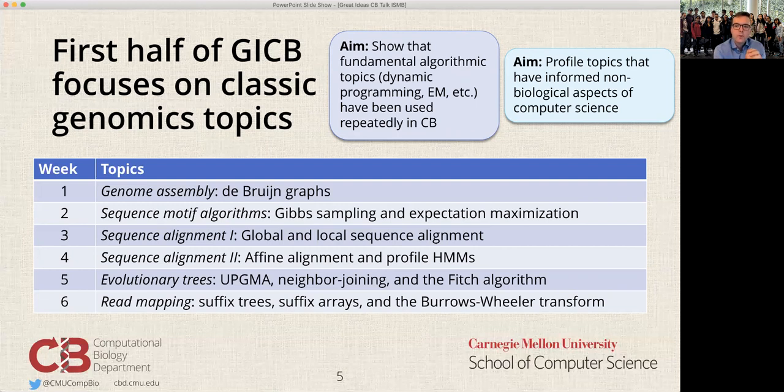And we also want to point out places that computational biology has actually informed computer science, as I mentioned. So with things like suffix arrays or the Burrows-Wheeler transform, or even algorithms like UPGMA, places that there has been a lot of innovation within the biological space, and that this has informed work outside of biology and computer science too.